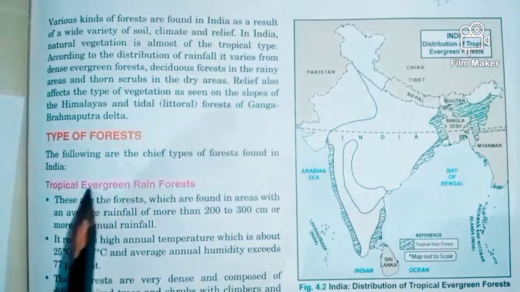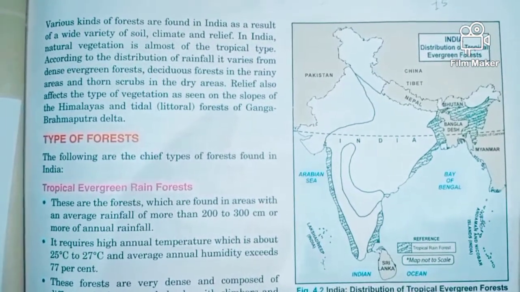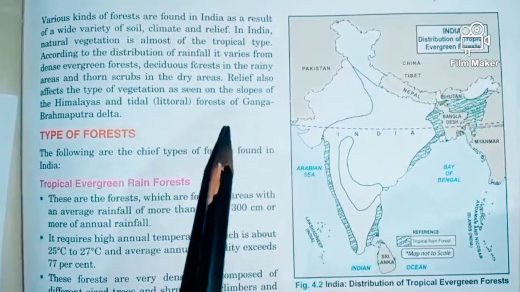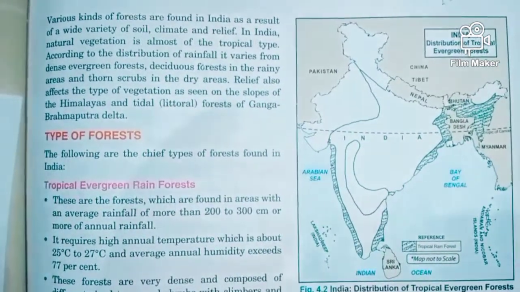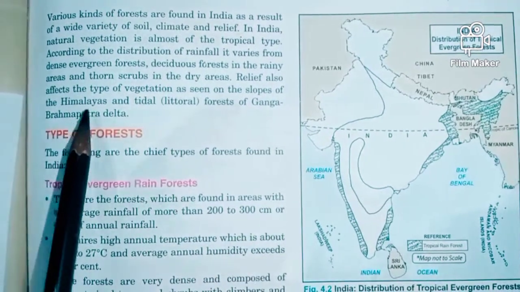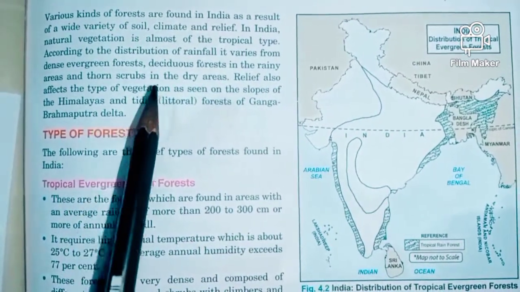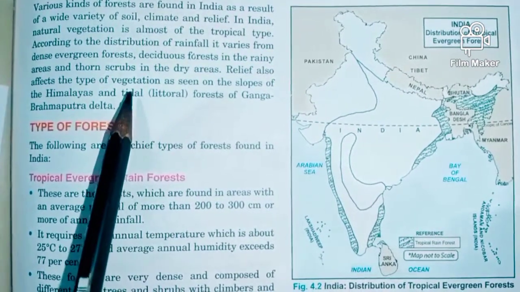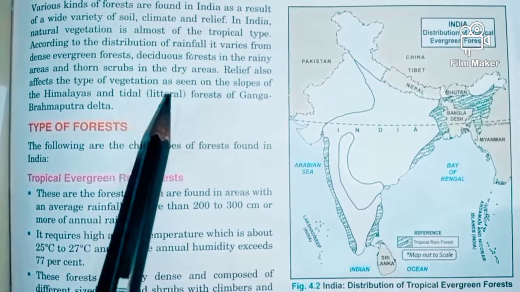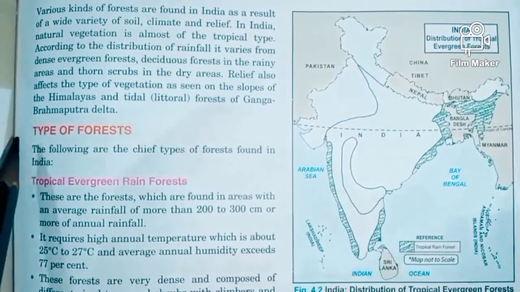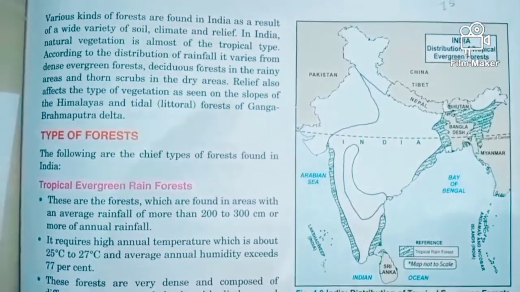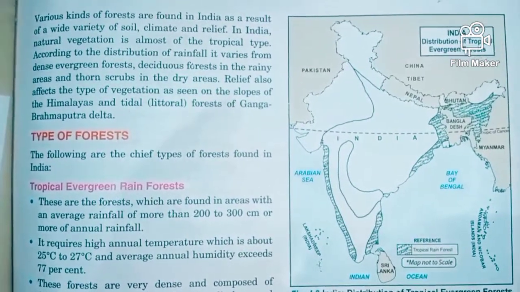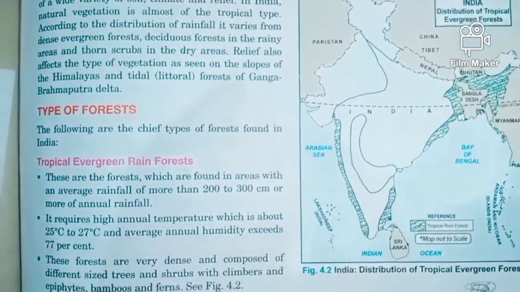And at the same time, the relief, that is called topography, or the mountainous or plain areas, accordingly we can see some changes in the forest. For example, on the slopes of the Himalayas we have different types of vegetation, and near the tides or the tidal areas we have the littoral type of forest. So these are some of the types divided based on soil, climate and relief, and that we have to study in detail.